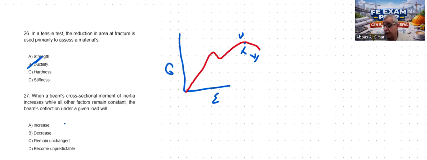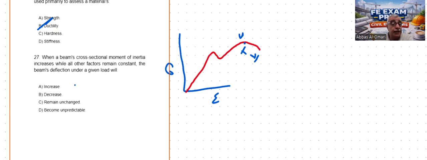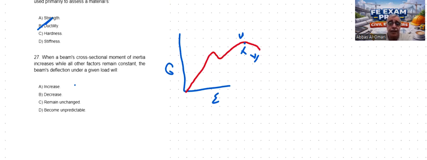Now the next question: when a beam's cross-sectional moment of inertia increases while all other factors remain constant, the beam's deflection under a given load will... Now, when the moment of inertia increases, the section becomes stronger. So the deflection decreases. Okay, so we increase the moment of inertia, the deflection should decrease. You should also understand this relationship. Next question.